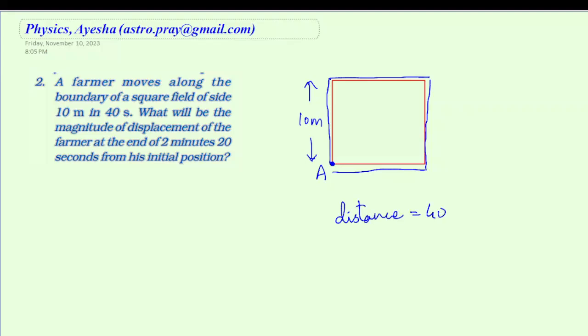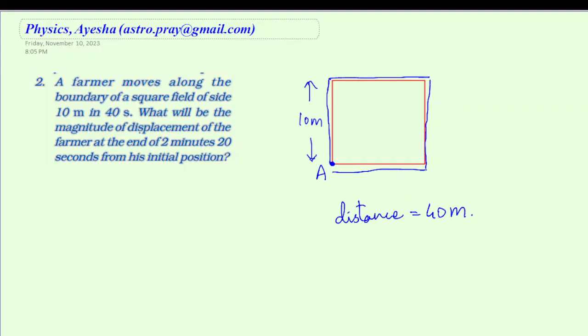So let's make a small square field for the farmer. Let's say this is the starting point. The side of the square is 10 meters. Okay. So what he does is, he starts from this point, let's say A, he completes the entire square field and he lands up here. So what's the total distance he has traveled? Distance is 10 plus 10 plus 10 plus 10, right? So the total distance he has traveled is 40 meters.